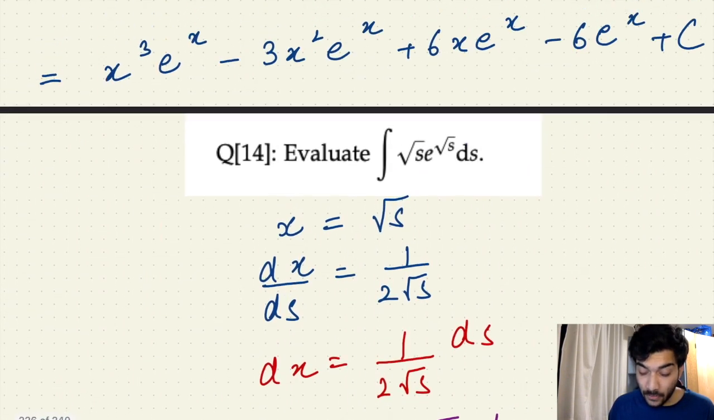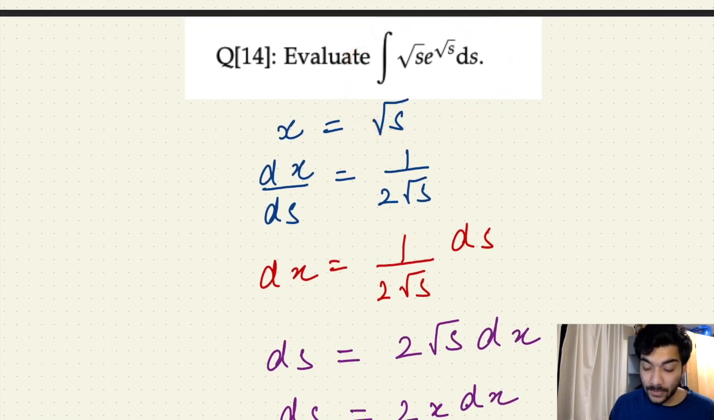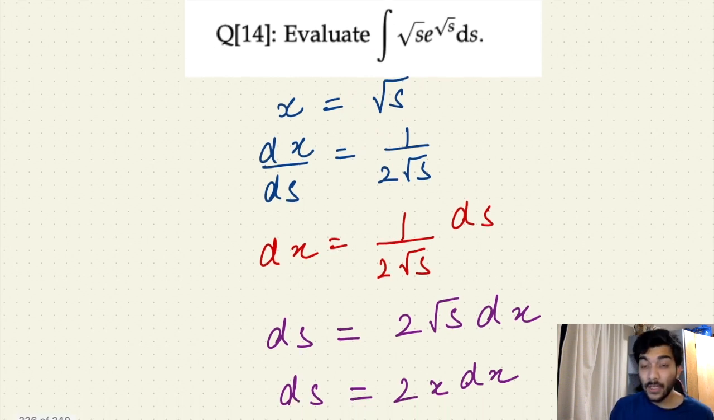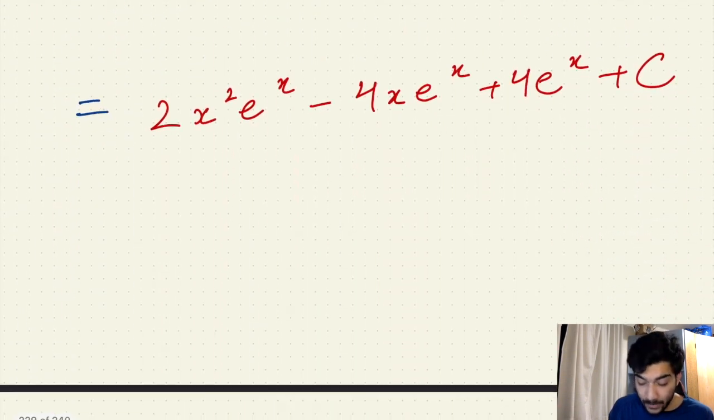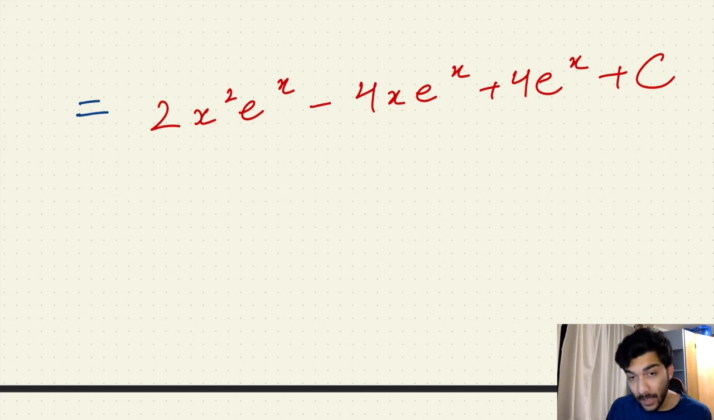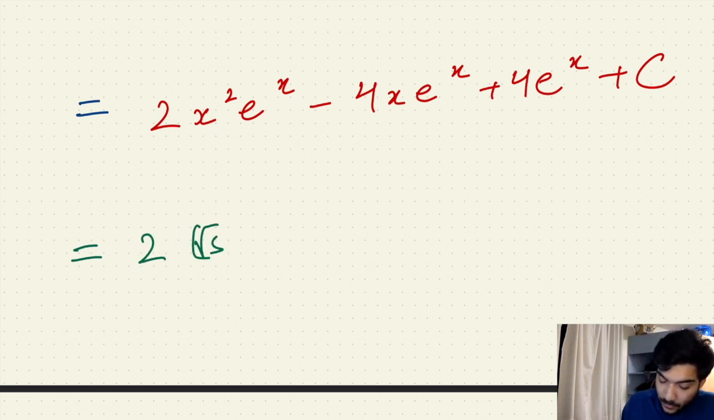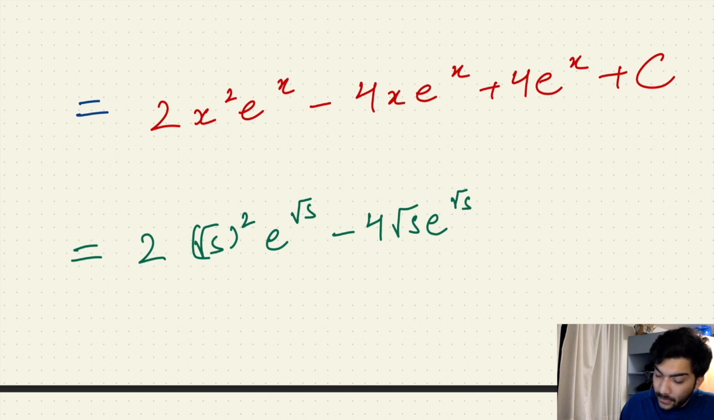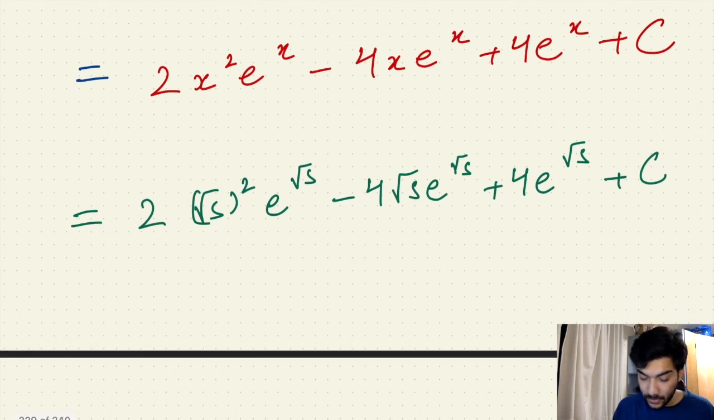You remember the final expression was to calculate the integral of root s e to the power root s ds. So that is why we'll have to convert every occurrence of x with the original function that we changed from, right? So that is why in the final answer, we cannot have x in this case. We'll have to change every occurrence of x to root s in this case. So let's do that. So the final answer would be 2 times root s whole square e to the power root s minus 4 root s e to the power root s plus 4 e to the power root s plus the constant of integration in this case.